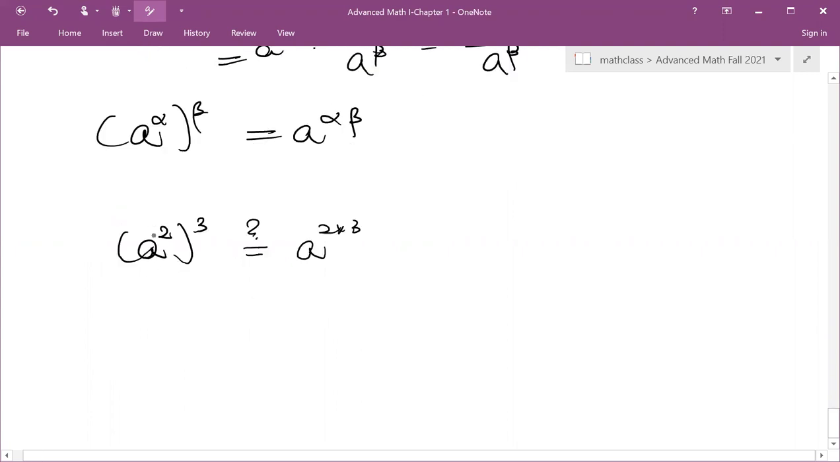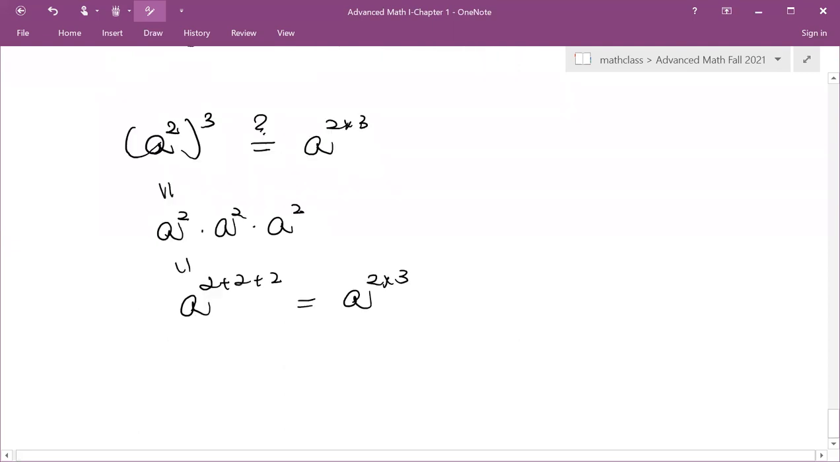Because a square cubed means a square times a square times a square, right? It's because of the cube. Then you get a to the, using the first formula, 2 plus 2 plus 2. How many 2's are there? There are three 2's here, so that's why it's 2 times 3.